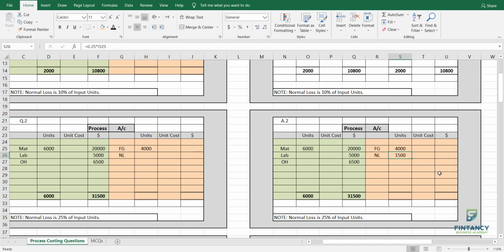Normally it's like that. I mean, if they say only like this, normal loss is 25%, that's it, still you will multiply with the input because normally the percentage is on input, not on output. I mean the gross figure, which is 6,000. But if they say the normal loss is 25% of output, then definitely you have to multiply with 4,000. Okay, so let's total it and see.